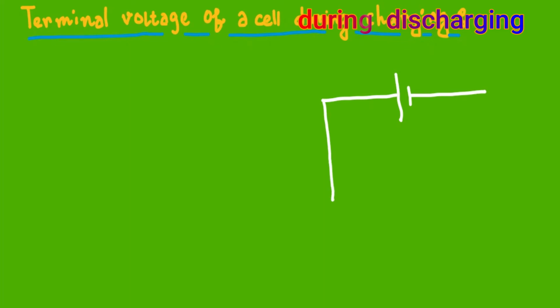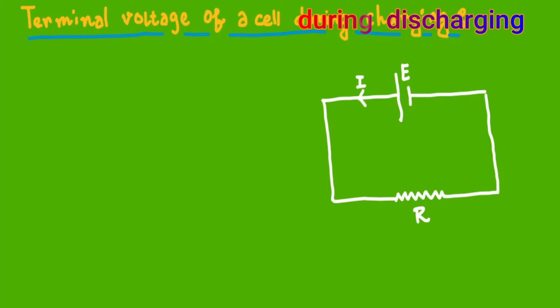Terminal voltage of a cell during discharging. So here we can draw a diagram, that is, this is a cell of EMF E and internal resistance r. An external resistance capital R is connected to this cell of EMF E.